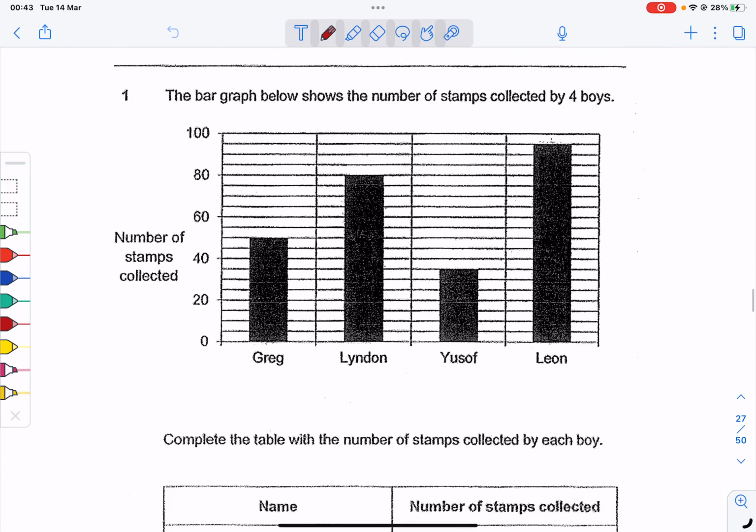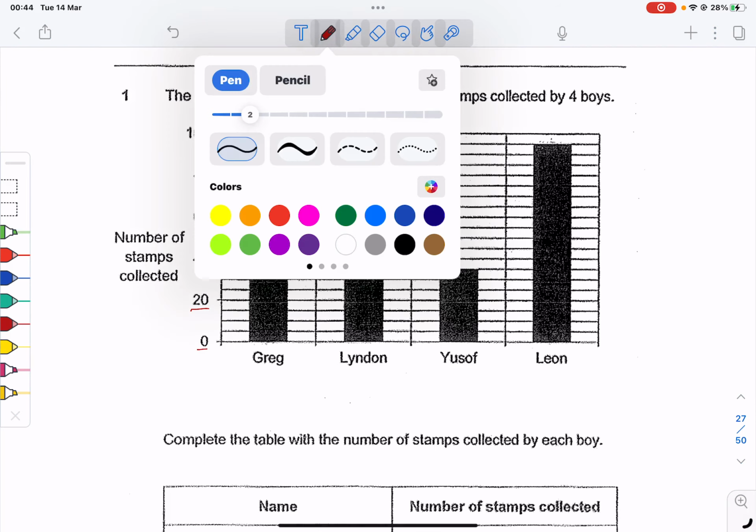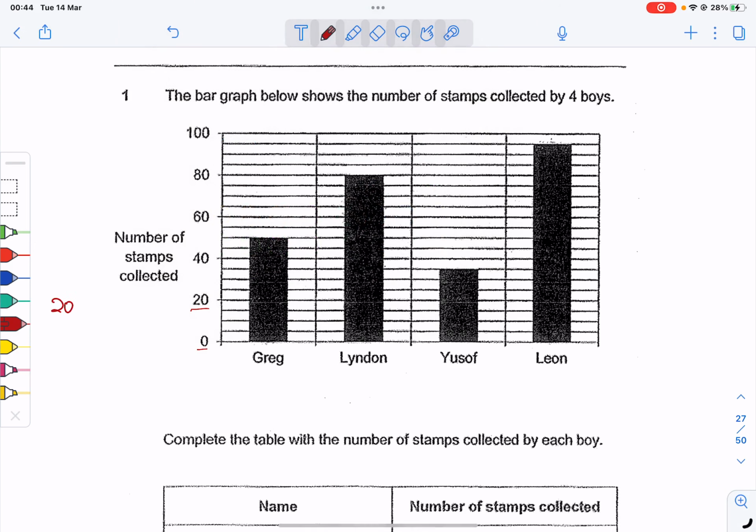The bar graph below shows the number of stamps collected by 4 boys. Number of stamps collected were indicated at the left-hand side. So we have to find the gap. First look at 20 and 0. 20 minus 0 is 20. Then we'll look at 1, 2, 3, 4 gaps. So 20 divided by 4, each gap is 5.